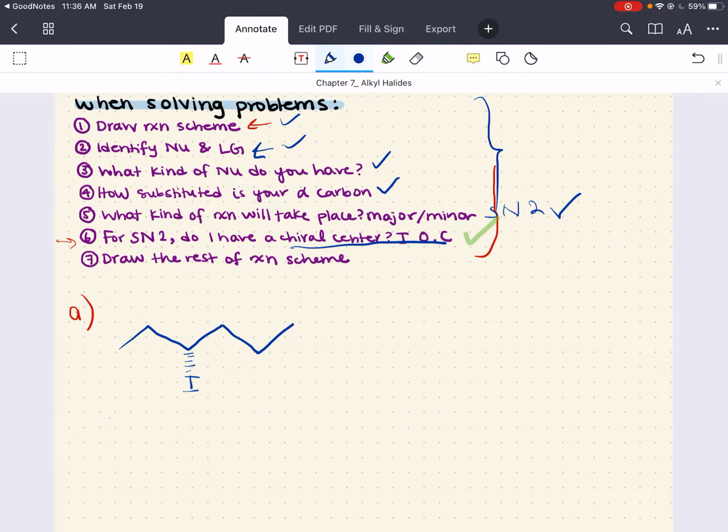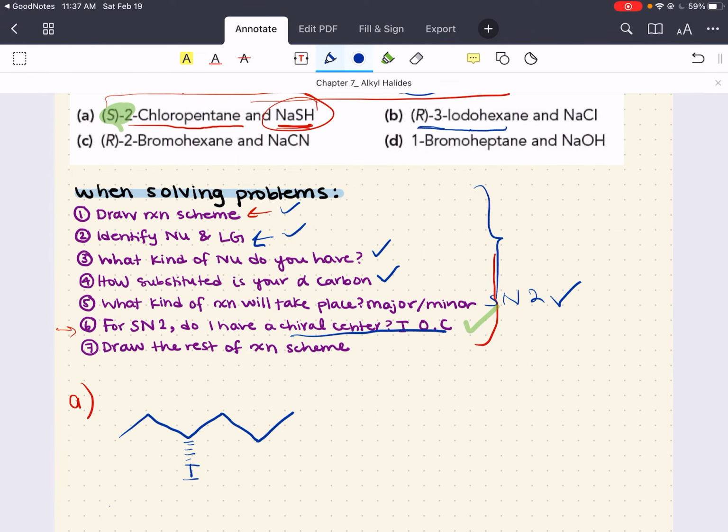And you can always check, if you're not quick with drawing, figuring out how to draw our S configuration at a site. Take it easy, do it step by step, all right? And go back to chapter 5 where we covered this. Now, here's R3, the R3 iodohexane. So here's our alkyl halide, beautiful.